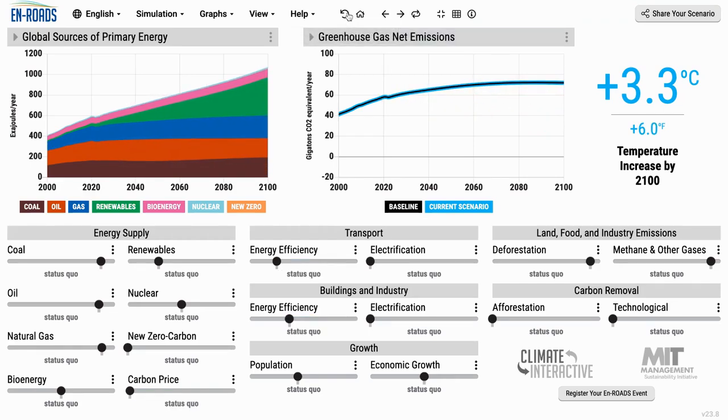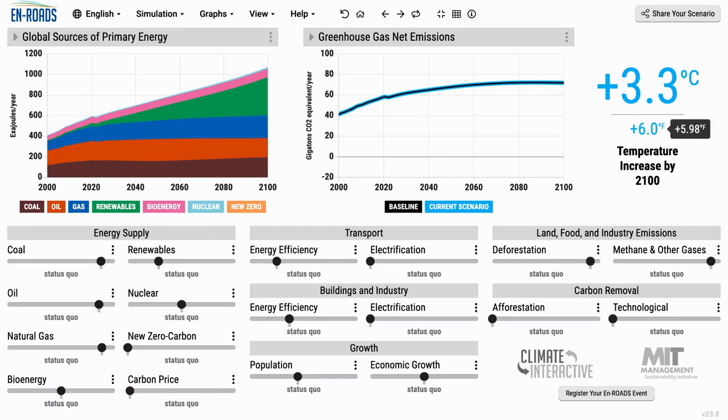On the left are global sources of primary energy. The brown is coal. On top of it in red, stacked, is oil and natural gas. In blue, renewables, wind and solar, hydro, bioenergy, and then nuclear on top. In the middle are greenhouse gas net emissions from 2000 to 2100. On the right is the resulting temperature increase above pre-industrial temperatures by 2100 in Celsius and in Fahrenheit.